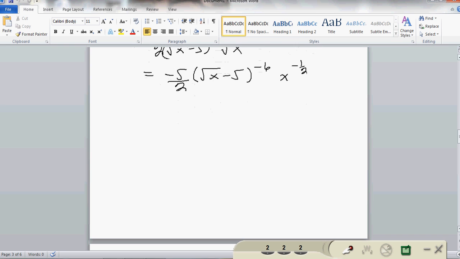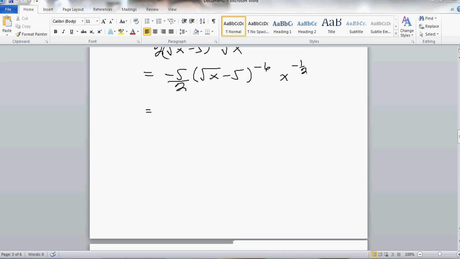Let's see what we need to do. We have a product, this expression times this expression. So we're going to have to leave this alone, take the derivative of this, plus leave this alone, take the derivative of this. But in order to take the derivative of this, we need to use the chain rule. So we do need to be very careful here, because we have an expression of x raised to a power. We have an inner function and an outer function.